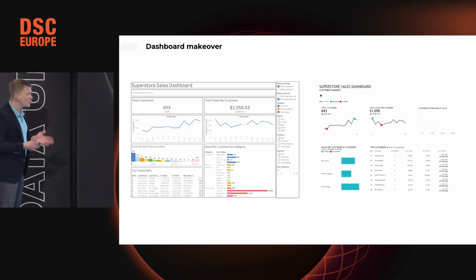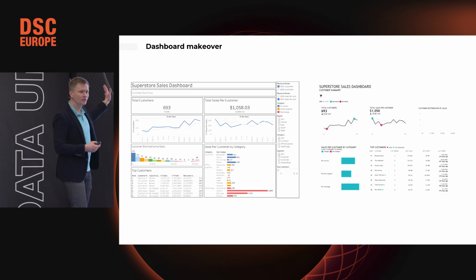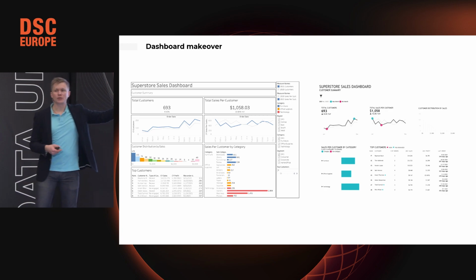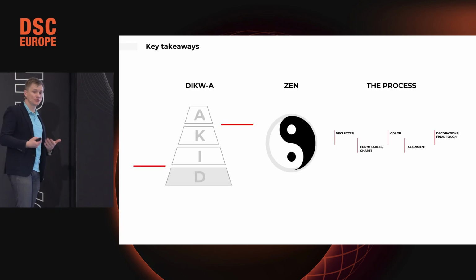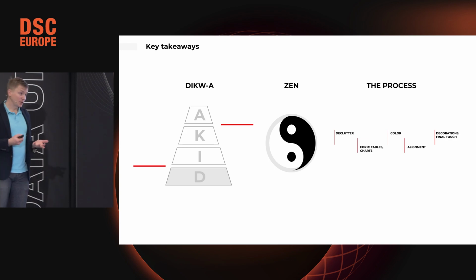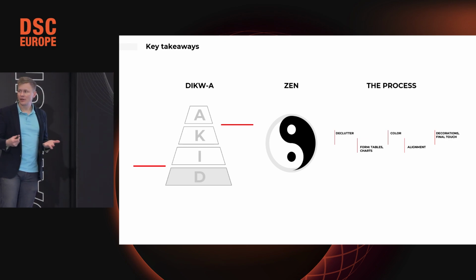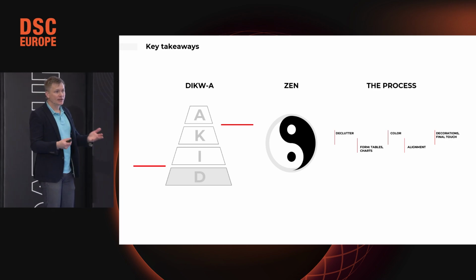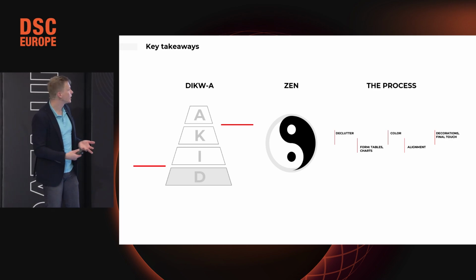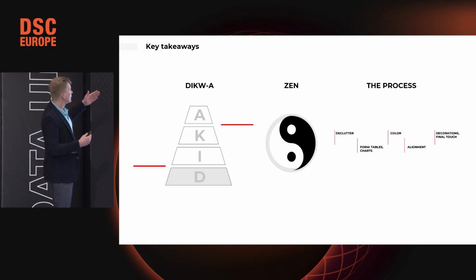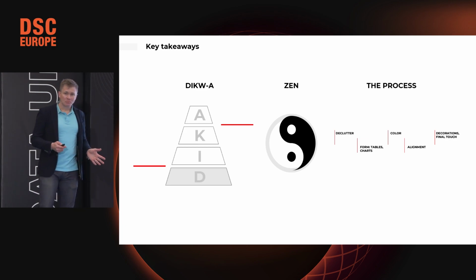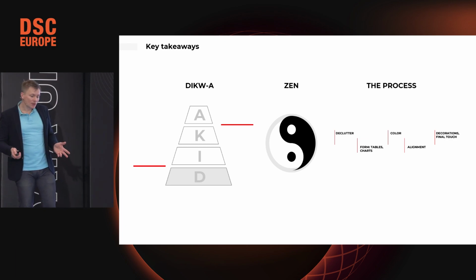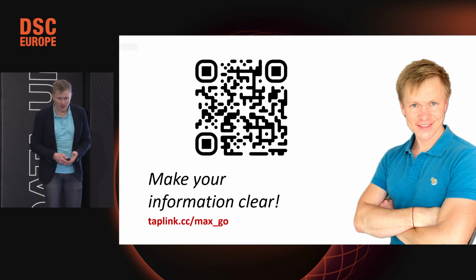So in the end, you can go from a dashboard like you see on the left picture to a dashboard that you see on the right picture. And in the end, you have the zen of your user without much additional effort. You stay agnostic, you stick to your tool, and at the same time you improve the communication between the team, you remove the gap of the DIY pyramid, and the process is very simple and clean. So, make your information clear.